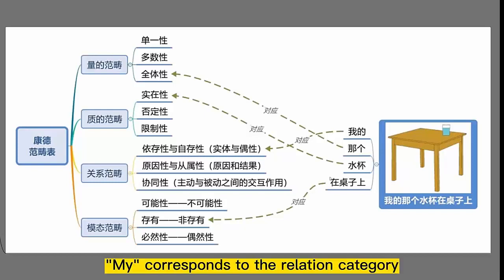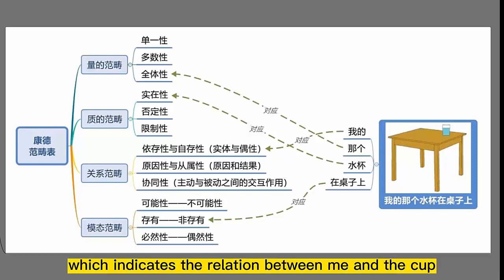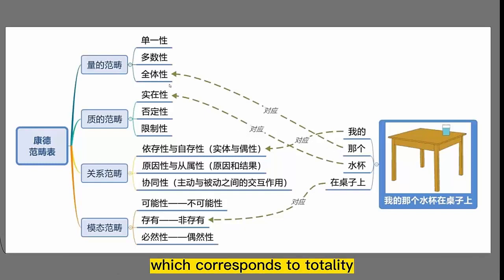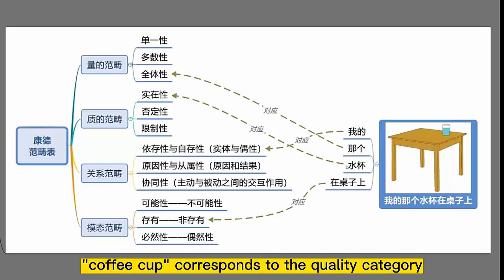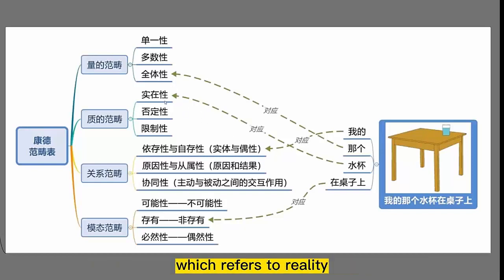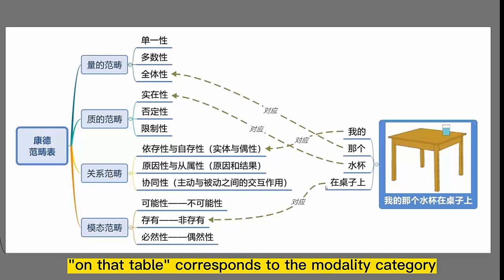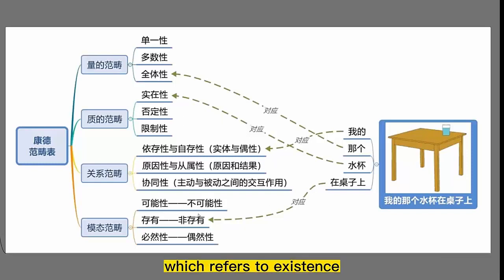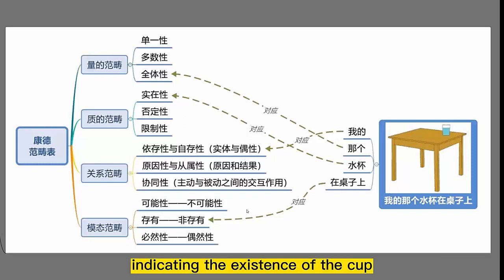"My" corresponds to the relation category, which indicates the relation between me and the cup. "My coffee cup" corresponds to the quantity category, which refers to a cup, which corresponds to totality. "Coffee cup" corresponds to the quality category, which refers to reality. "On that table" corresponds to the modality category, which refers to existence, indicating the existence of the cup.